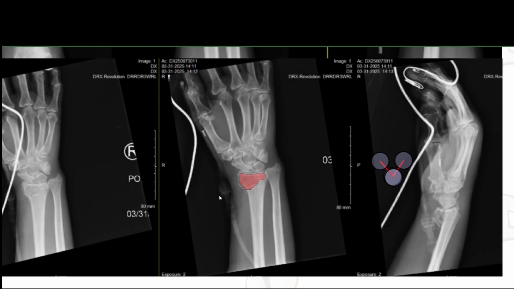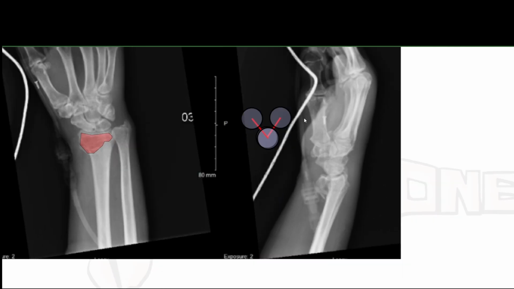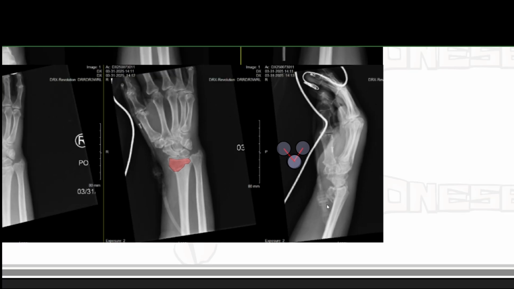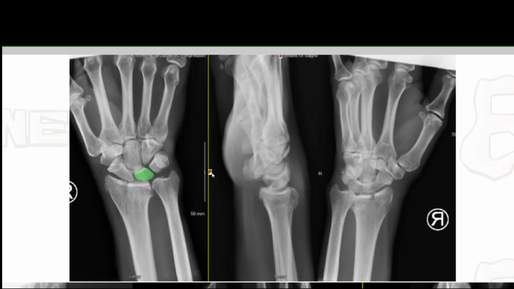Smith fractures are also known as reverse Colles fractures, represent about 5 to 10% of distal radius fractures, and they occur due to falls on a flexed wrist, causing volar angulation of the distal radius fragment. So here we can see a Smith fracture. V is marking the volar side, and you can see that the fracture fragment is volarly angled, and that's classified as a Smith fracture. Next, we'll move on to a die punch fracture.